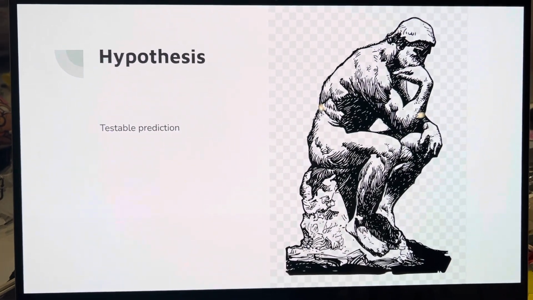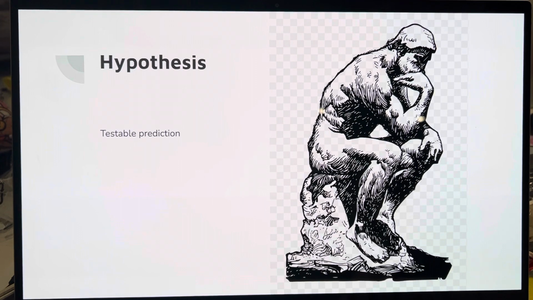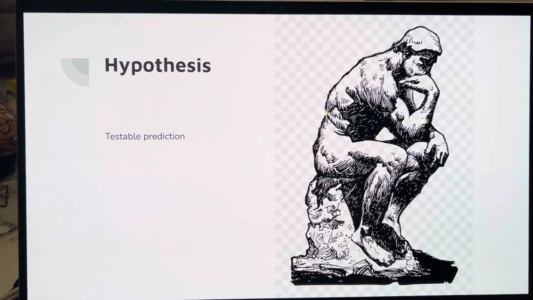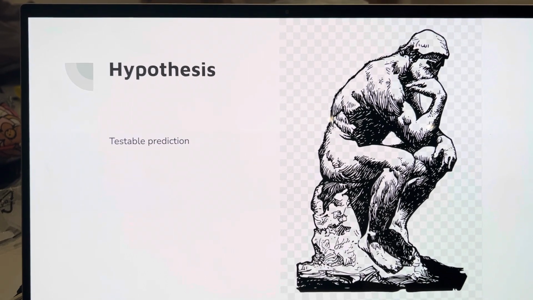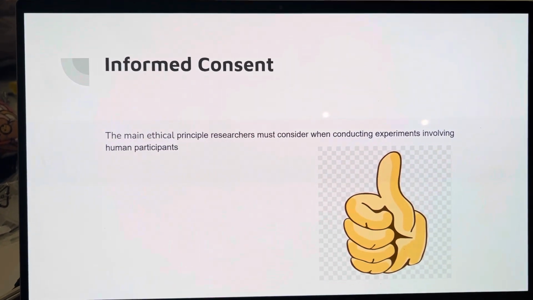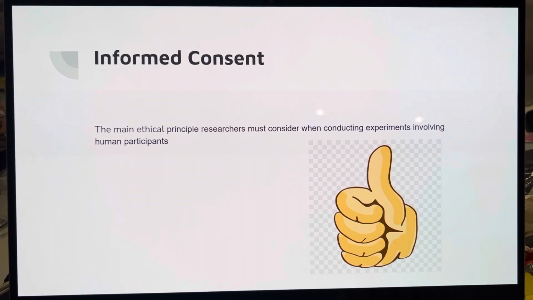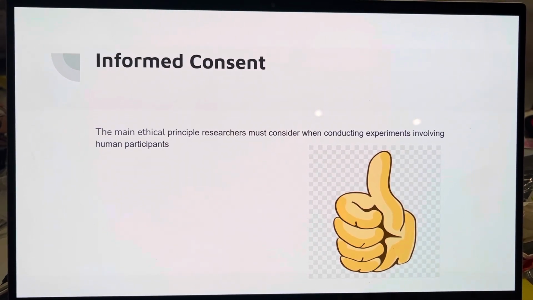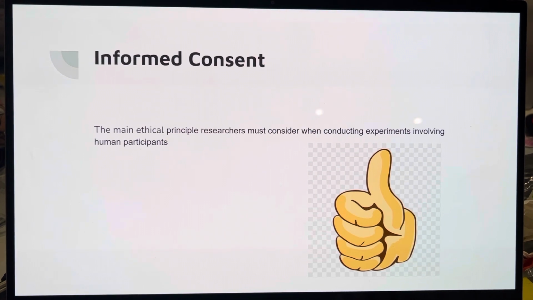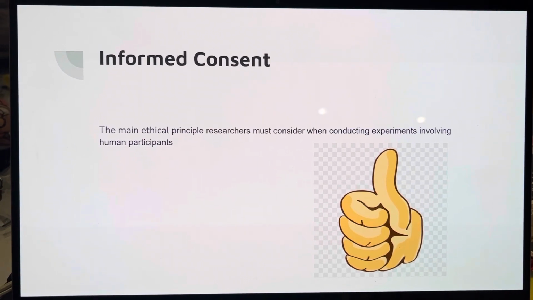So to start off, we have the hypothesis. It is a testable prediction. Often it comes as a question or statement. When conducting a study, it is important to have informed consent. It is the main ethical principle researchers must consider when conducting experiments involving human participants.